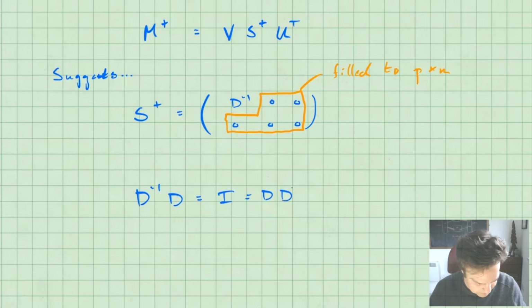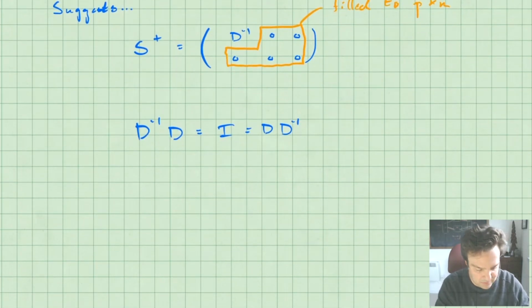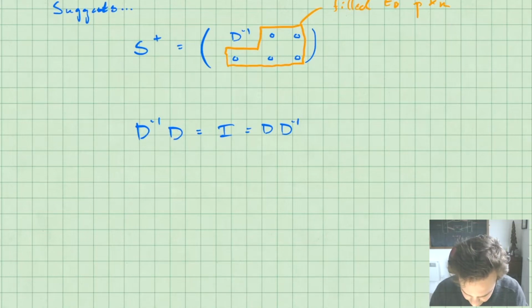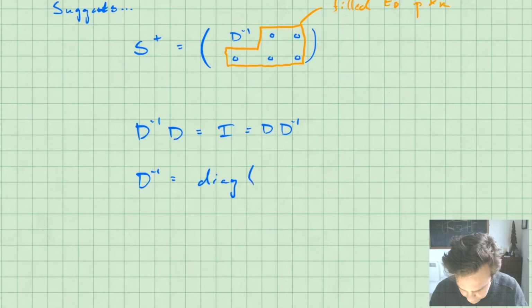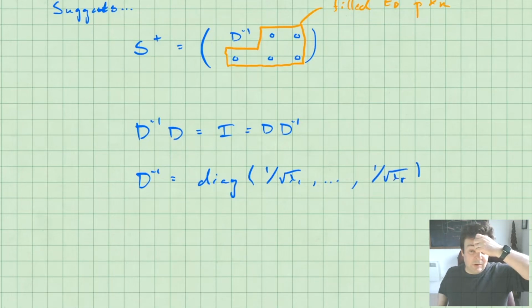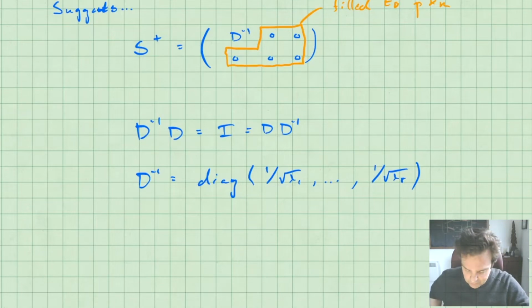Right, and so what does this mean? It's for D. So it means that D inverse is equal to the diagonal matrix of 1 over the square root of lambda 1, and then up to 1 over the square root of lambda r. Remember, all those lambdas are non-zero. So that's part of the reason why D has a nice, elegant inverse.